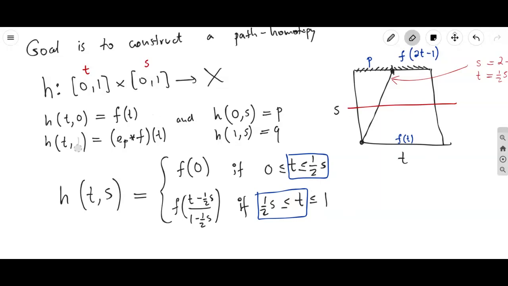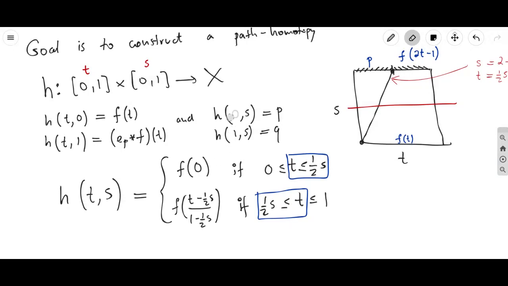When s is equal to 1, the other extreme, you're going from 0 to a half. That's the first interval. From 0 to a half, you get f of 0, which is p. And then from 1/2 to 1, you get the required function f of 2t minus 1. And then this continuously moves from 0 to 1. And then finally, these conditions are satisfied.